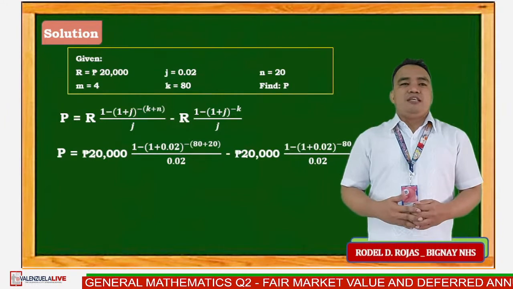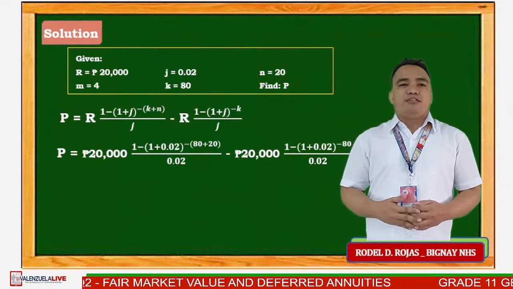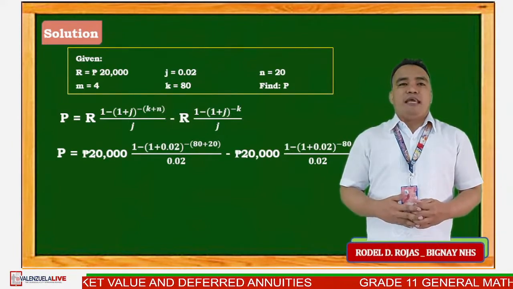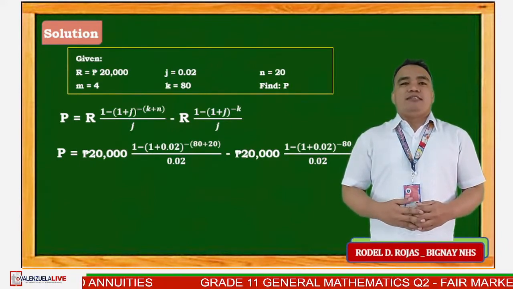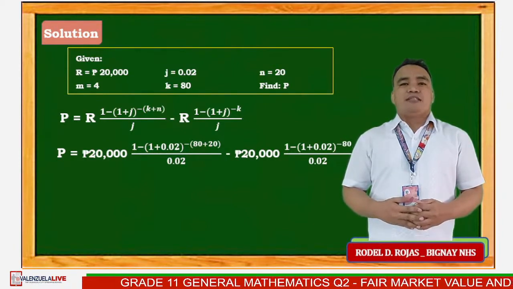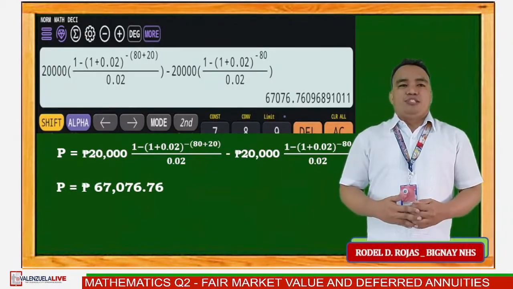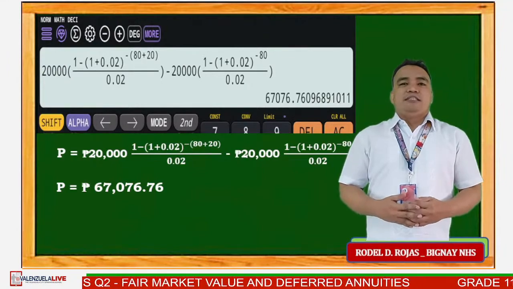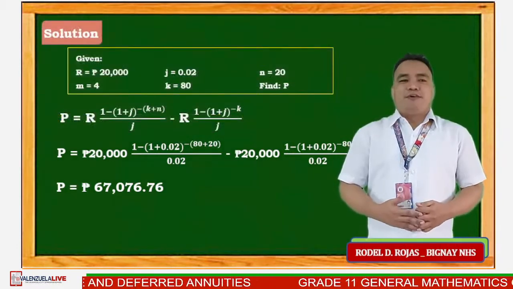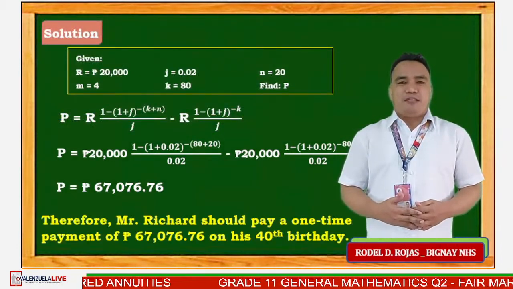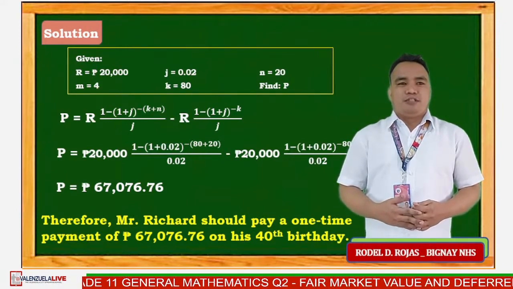We have P equals 20,000 pesos times 1 minus the quantity of 1 plus 0.02 raised to negative of the quantity 80 plus 20 all over 0.02 minus 20,000 times 1 minus the quantity of 1 plus 0.02 raised to negative 80 all over 0.02. Using a scientific calculator, the result is 67,076.76 pesos. Therefore, Mr. Richards should pay a one-time payment of 67,076.76 pesos on his 40th birthday.